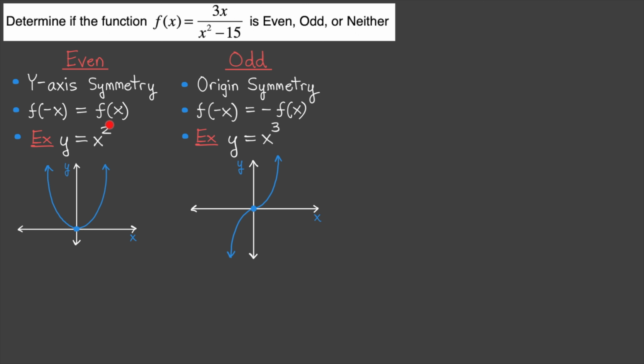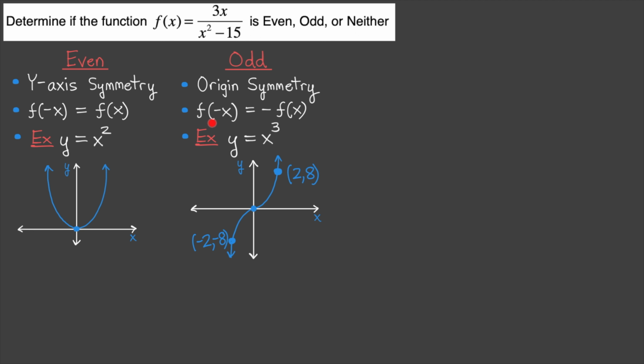Now for an odd function, it has origin symmetry. The most famous odd function is y equals x cubed. There's a point (2, 8) on it, and then also (-2, -8). So for every point, the x and the y values just switch signs, and that other point should be on the graph. So if (2, 8) is on the graph, then (-2, -8) should also be on the graph.